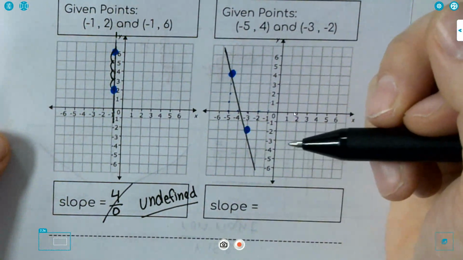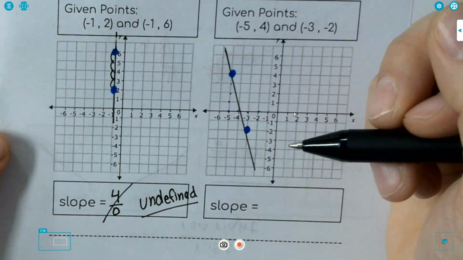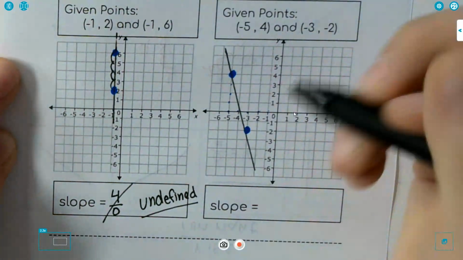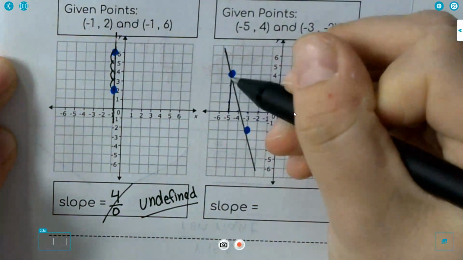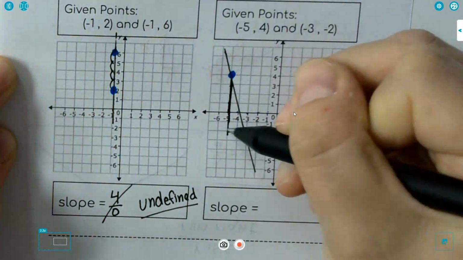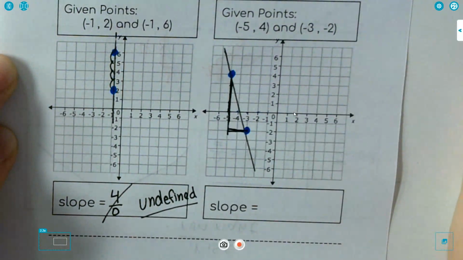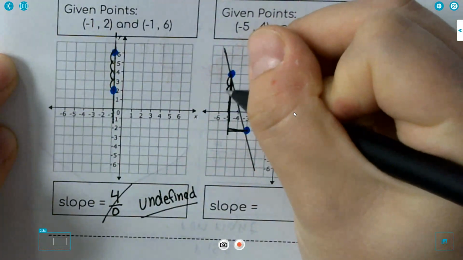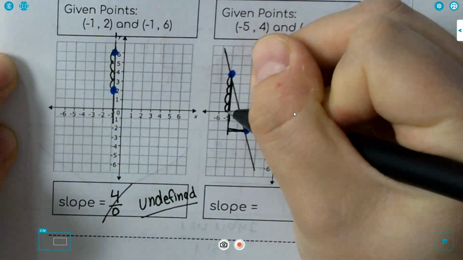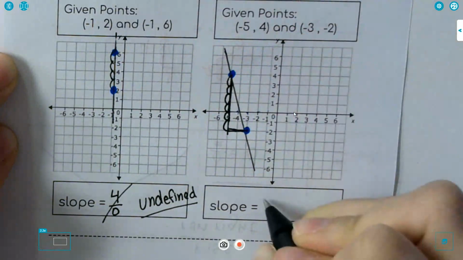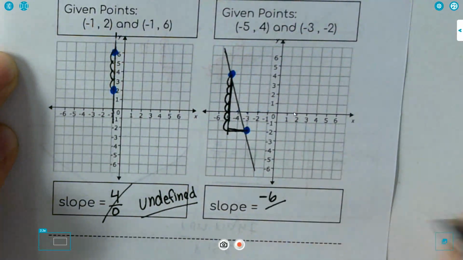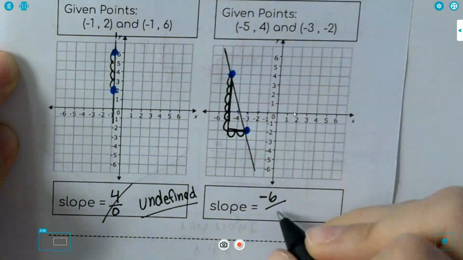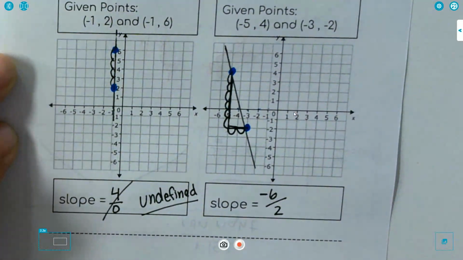What type of slope is this? Negative. Awesome. So let's go ahead and draw that triangle to the left. So I'm going to go down and to the right. When I count the spaces, I'm going down. 1, 2, 3, 4, 5, 6. So I go down 6. And I'm going to the right 2. 1, 2. So I've got -6 over 2.